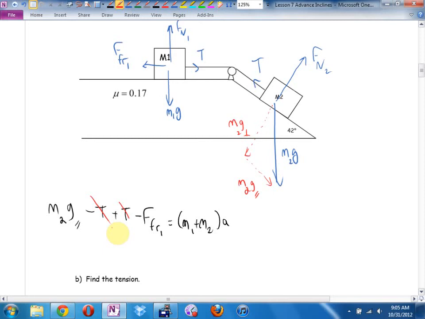How would I get the A by itself? Divide. Oh, and here the masses don't cancel. There's not a mass in everything right now, sadly. So if I hear you correctly, you're saying A is going to be M2G. What did you tell me 2 lines was? Sine 42 minus friction is what times what? So this is going to be mu times the normal force, all divided by M1 plus M2.